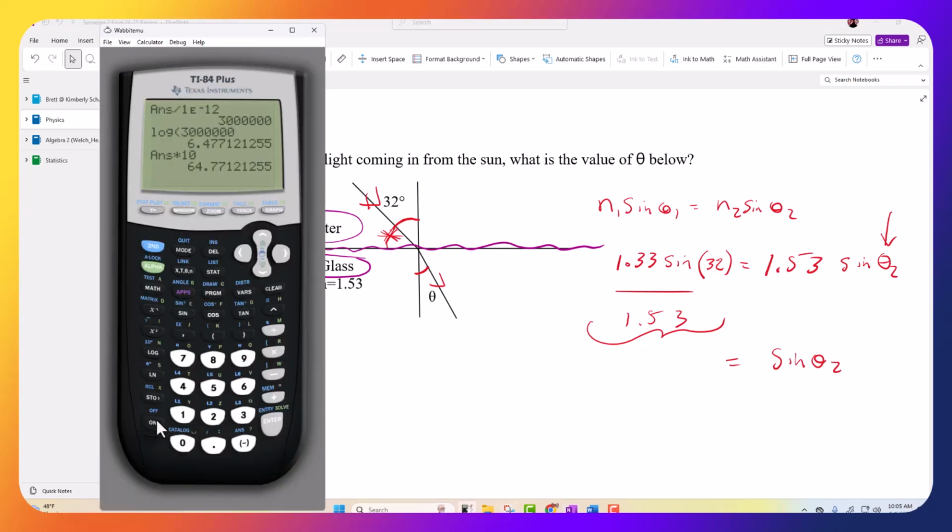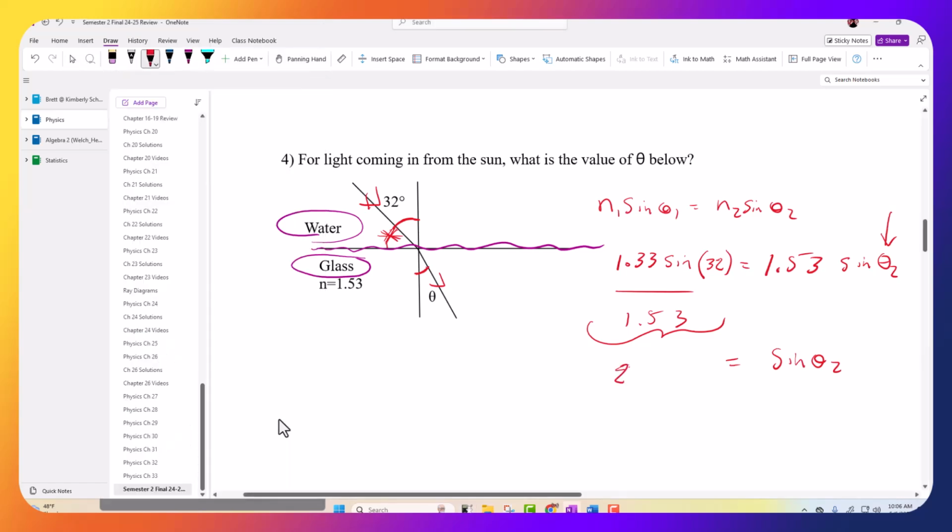Into the calculator, 1.33 sine of 32, close parentheses, divided by 1.53 is 0.4606. And to finish solving for theta, we'll do a sine inverse of that answer. Should get 27.43. Then we get 27.43 degrees for theta 2.